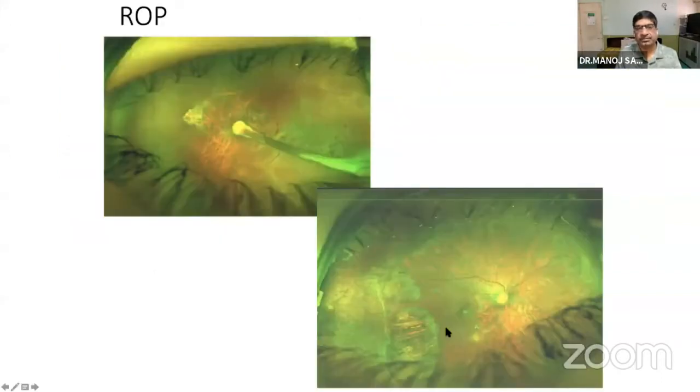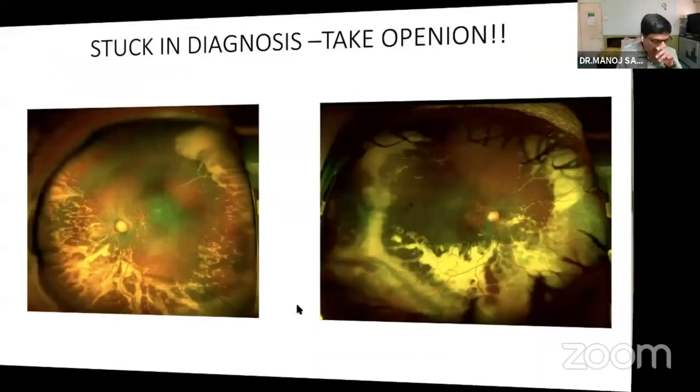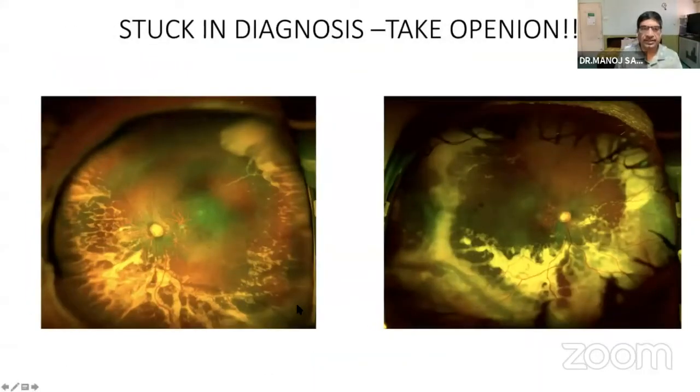This is a falciform fold in an ROP case, and this is well treated. Once the counseling is done, the patients are happy and relatives are also happy and they are well convinced.